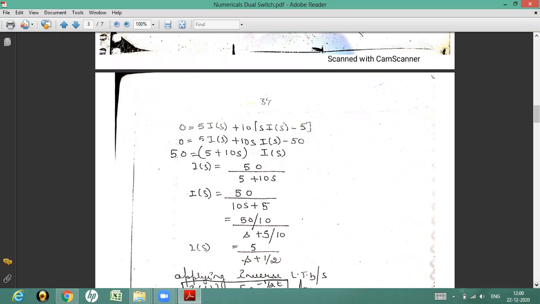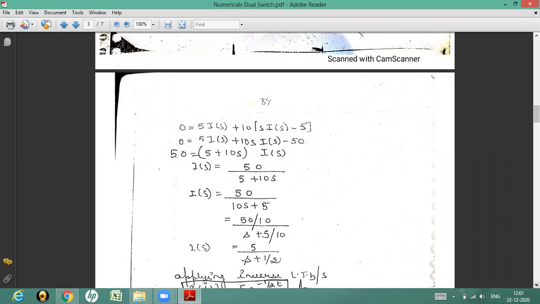But you have to calculate the current in the time domain, and in order to do that, we have to apply the inverse Laplace transform. The inverse Laplace transform converts the signal from the frequency domain into the time domain. As I already told you in my previous lectures, the Laplace transform is a technique by virtue of which we can convert a time domain equation into a frequency domain equation, and the inverse Laplace transform is a technique by virtue of which we convert our frequency domain equation into a time domain equation.